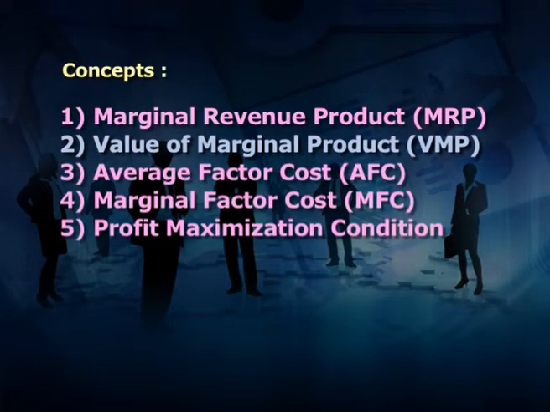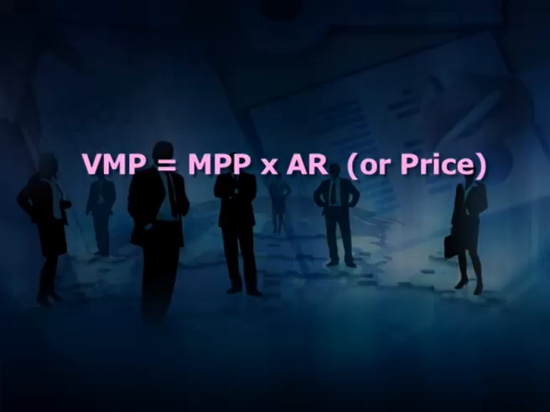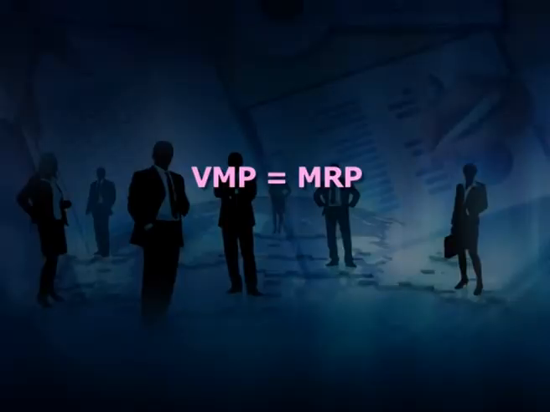Another is value of marginal product, that is VMP, which means the marginal physical product, MPP, of a factor multiplied by the price of the product. Price of product is average revenue, AR. Thus, VMP is equal to MPP multiplied by AR. AR is also called price. In perfect competition, the price of the product is the same as its marginal revenue. Therefore, in perfect competition, VMP is equal to MRP.